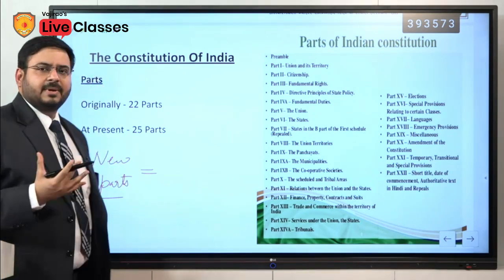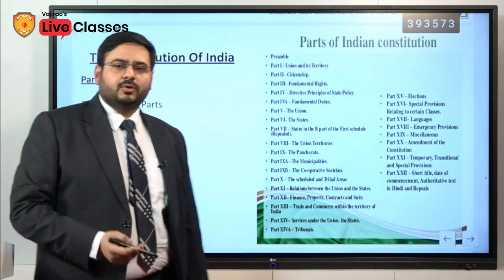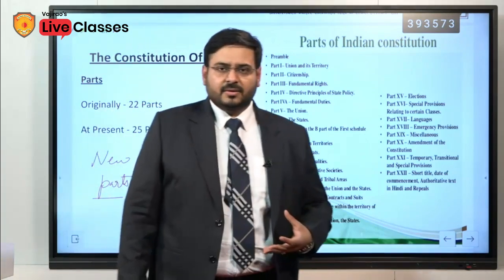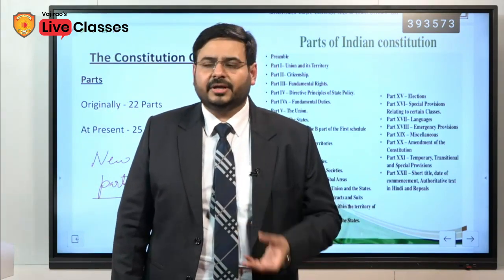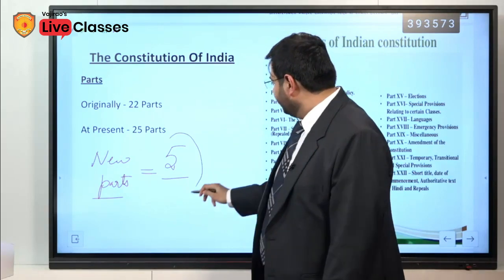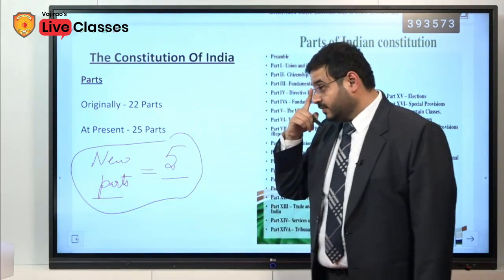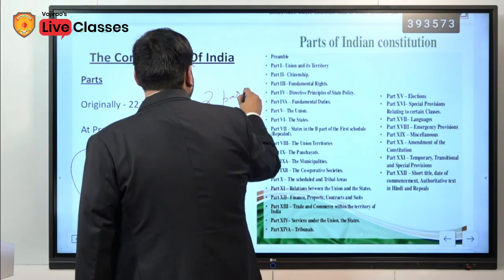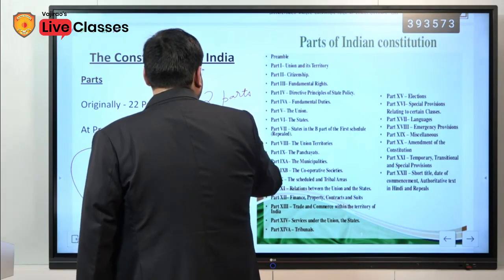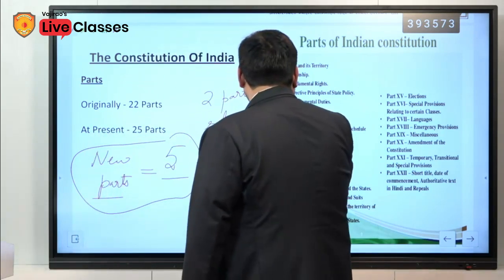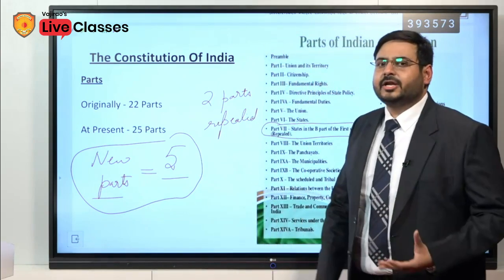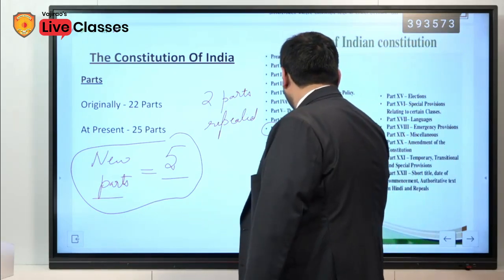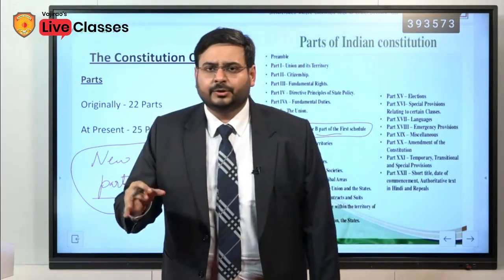Does that mean how many new parts are added in the Constitution? So you will say it's simple maths, 25 minus 22, it's 3. But then your answer will be wrong because it is not mathematics, it is Indian polity. It does not work on the basis of mathematics. The new parts added are 5 parts, in which 2 parts are also repealed. First is Part 7 of the Indian Constitution that dealt with the Part B states, and there was Part 9 that was later given to the panchayats.